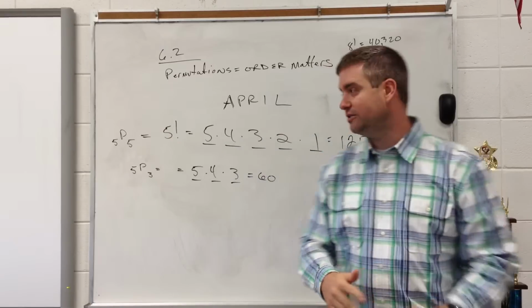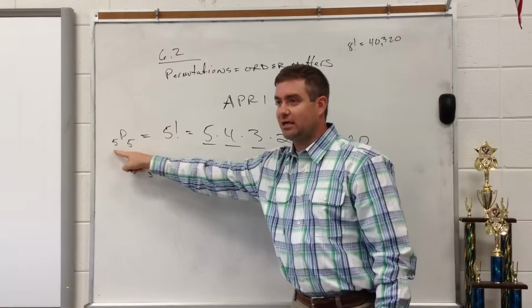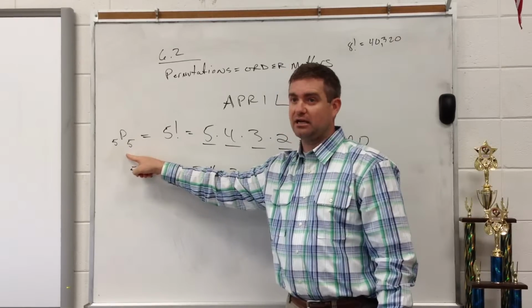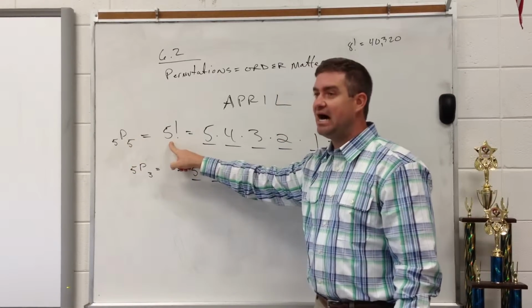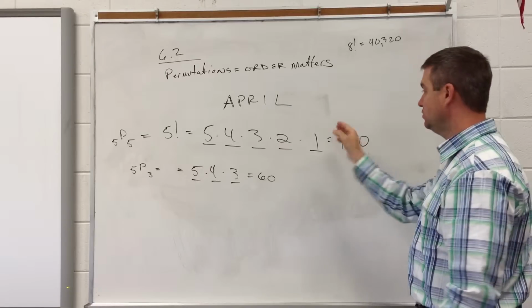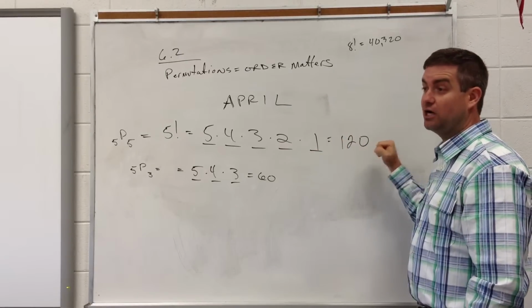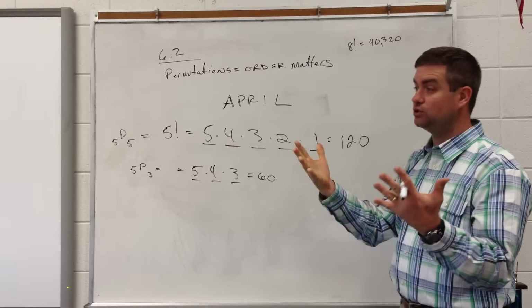Okay, now let's talk about that again. I threw a lot at you there. 5 choose 5 is written like this. These are subscripts. There's a button on your calculator; I'll show you in just a minute. 5 choose 5 is simply 5 factorial. 5 slots: 5, 4, 3, 2, 1. You do it on your calculator, you get 120. There's 120 choices when you say there are 5 letters and I want to choose all 5 of them.